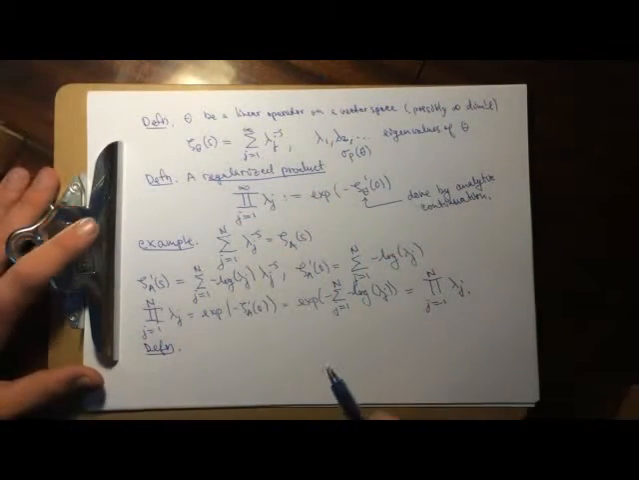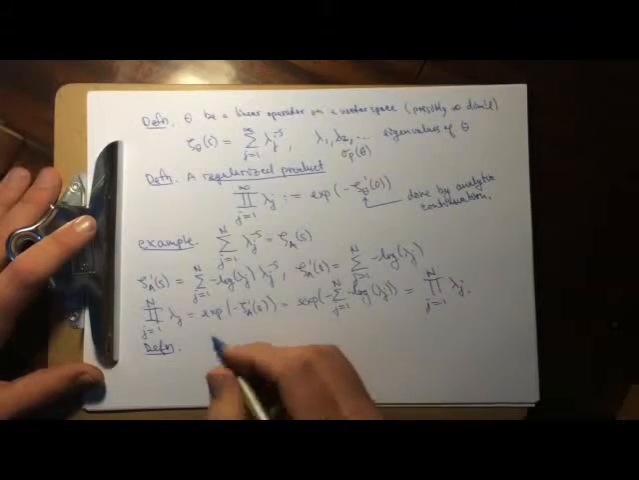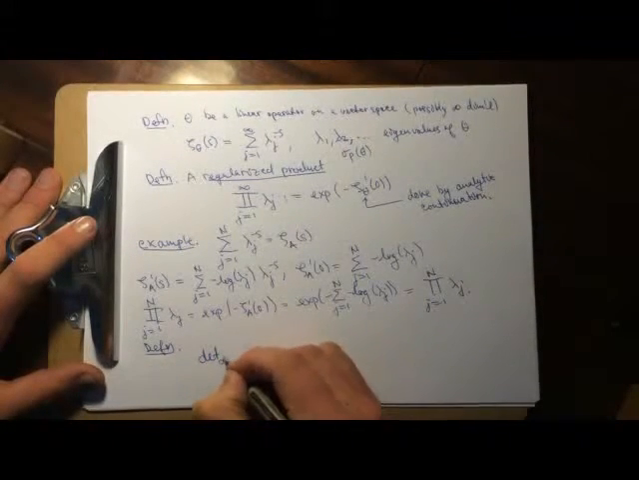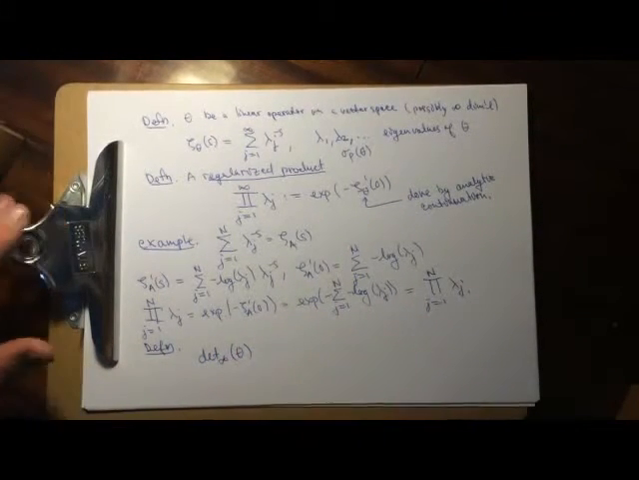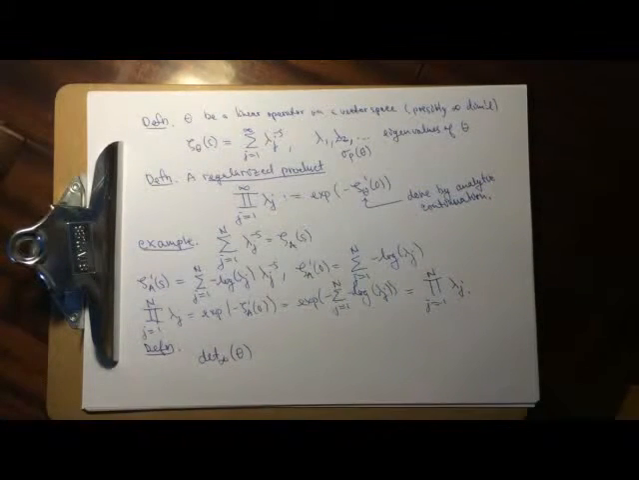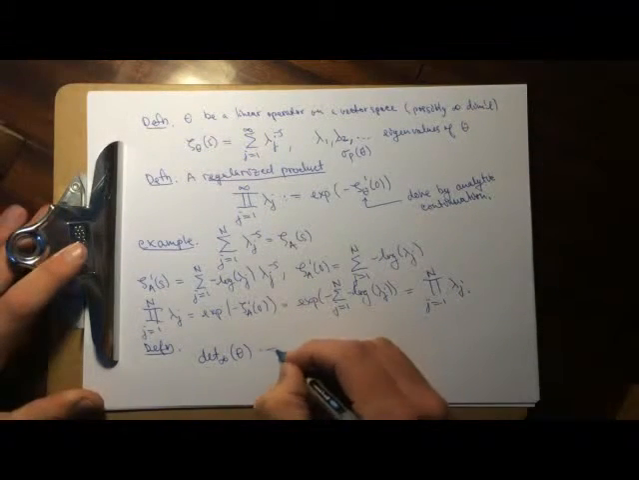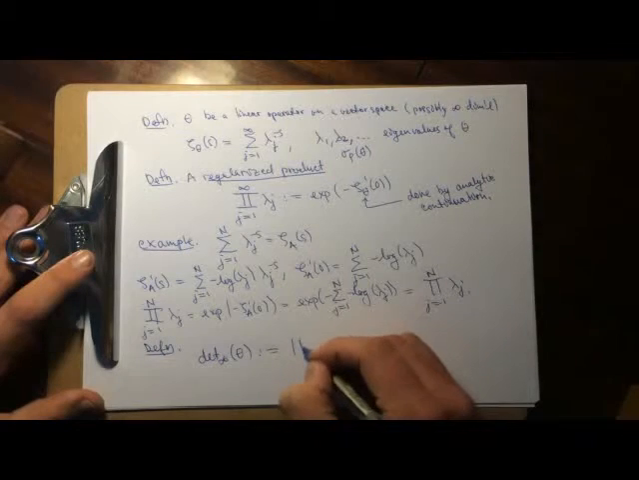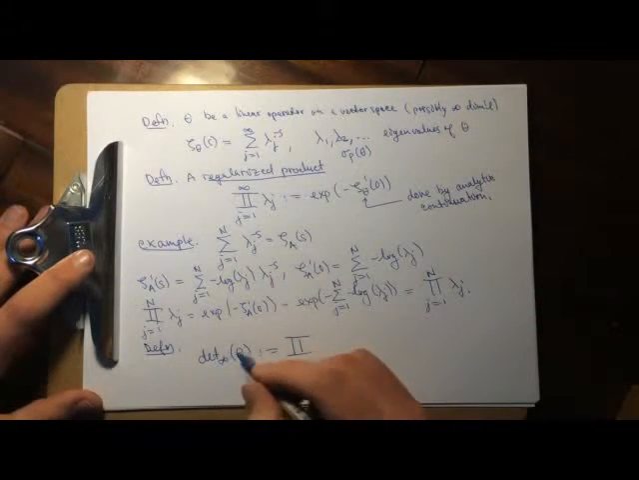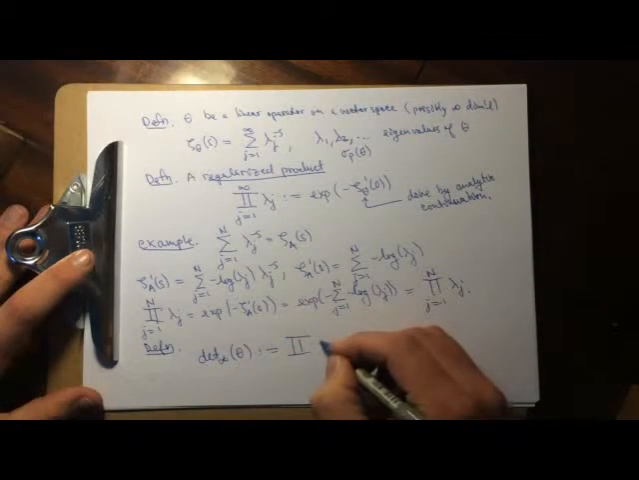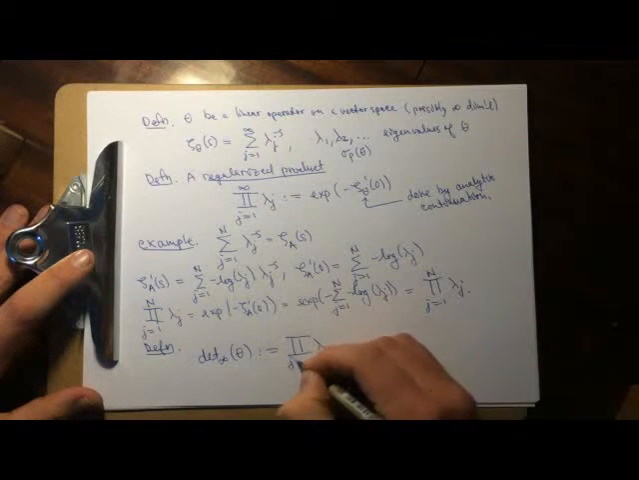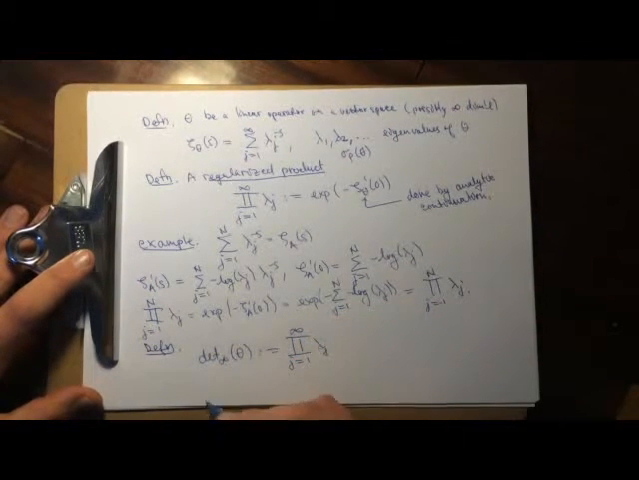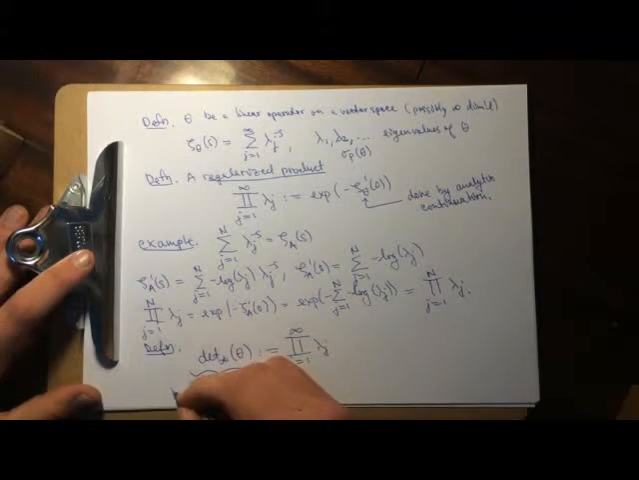So if we have an unbounded operator, so if we have an operator on an infinite dimensional space with eigenvalues, say simple eigenvalues, we define this regularized determinant to be this regularized product of the eigenvalues. So this is the regularized determinant.